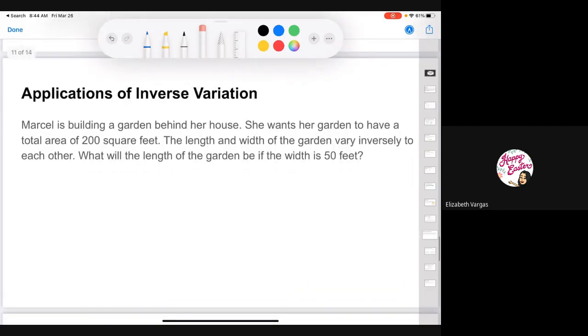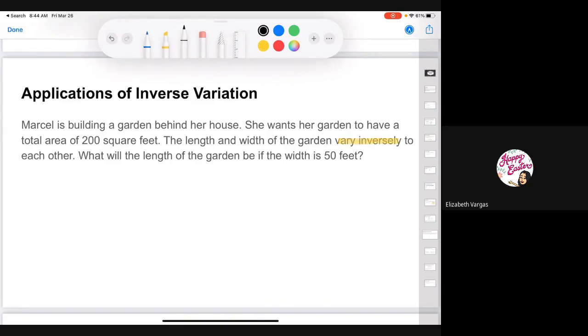And so here's an actual word problem, and this is how you'll know, oh, I need to use inverse variation. This one says, Marcel is building a garden behind her house. She wants her garden to have a total area of 200 square feet. The length and width of the garden vary inversely.